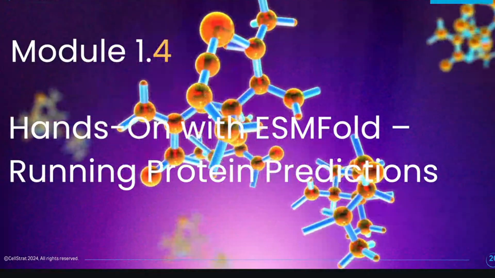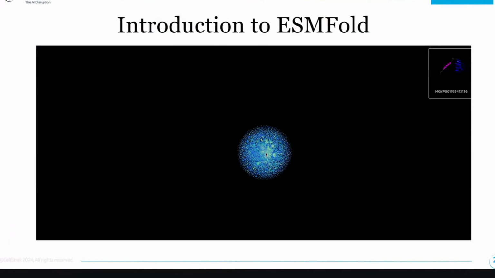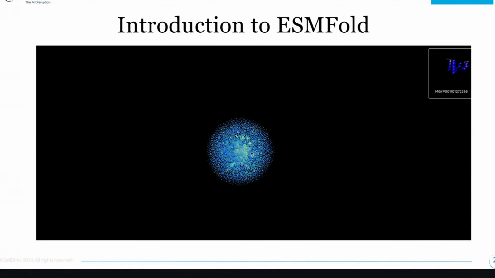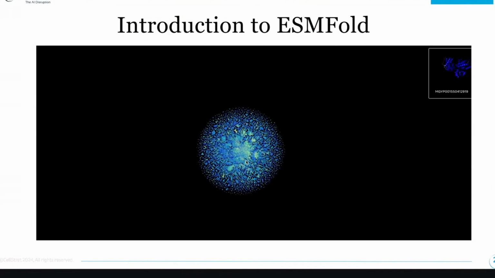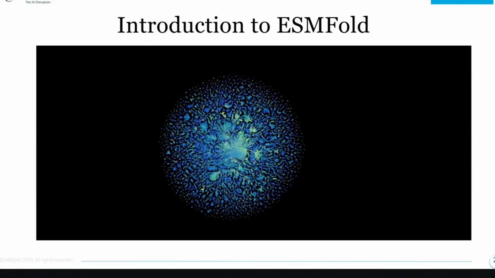Next, now we look at a simulation of the metagenomic atlas of ESM. So if you go to the official metagenomic atlas of ESM, this is how it looks. There's a huge globular structure of proteins. So this is the metagenomic atlas of protein structure.